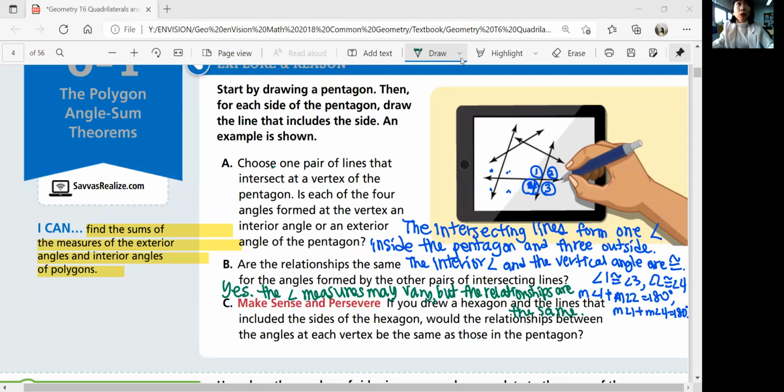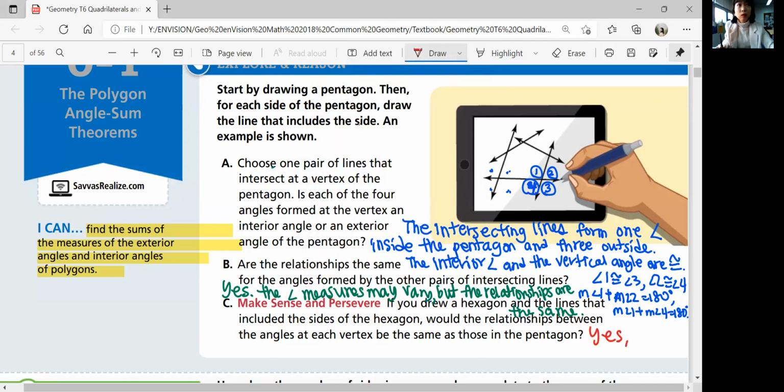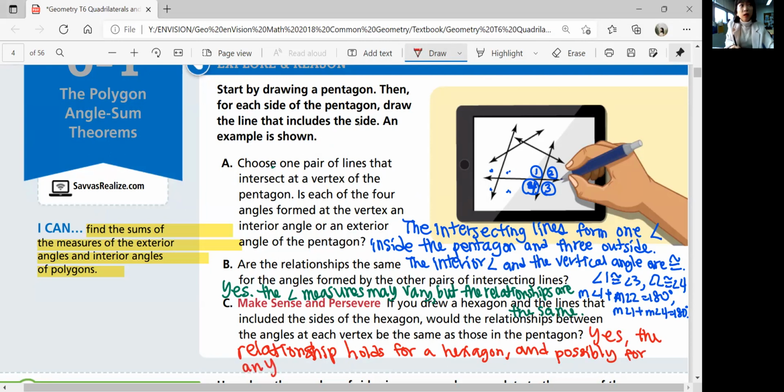First, let's record what we figured out. It'd be the same, yes. The relationship holds for a hexagon. And we can assume any n-gon, any number of polygon sides.